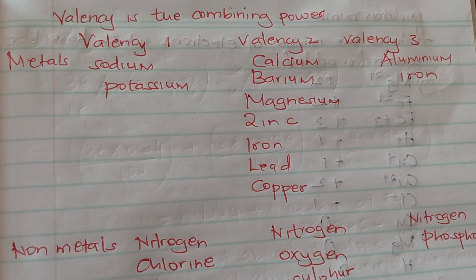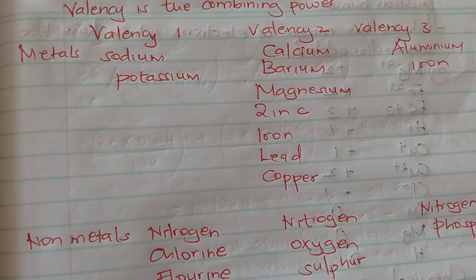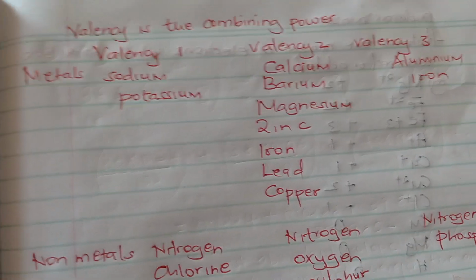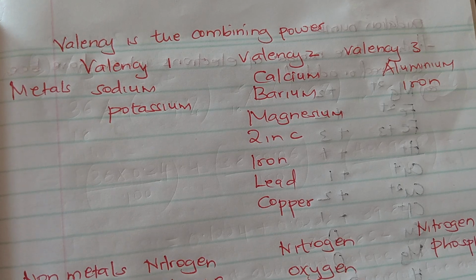For aluminium, it's valency 3 because it has 2.8.3. Iron, we can have iron 2 and also iron 3. That's why iron has 2 valencies.